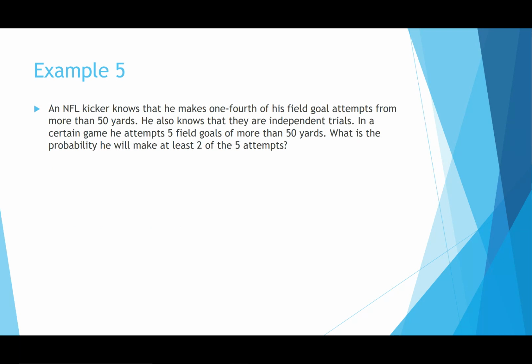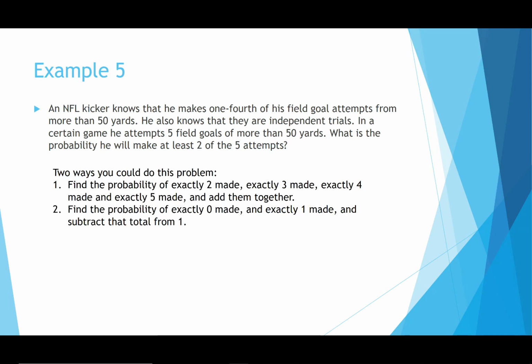Example 5. An NFL kicker knows that he makes 1/4 of his field goal attempts from more than 50 yards. He also knows that they are independent trials. In a certain game, he attempts 5 field goals of more than 50 yards. What is the probability he will make at least 2 of the 5 attempts?